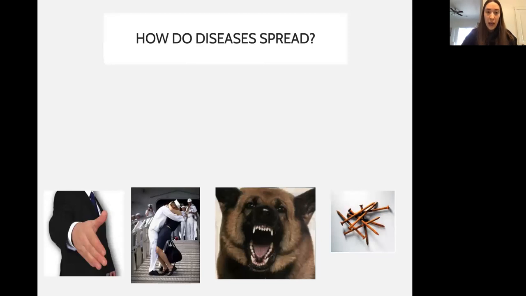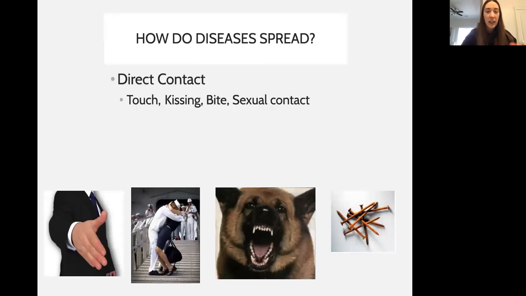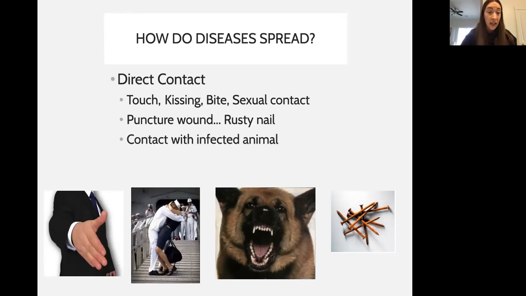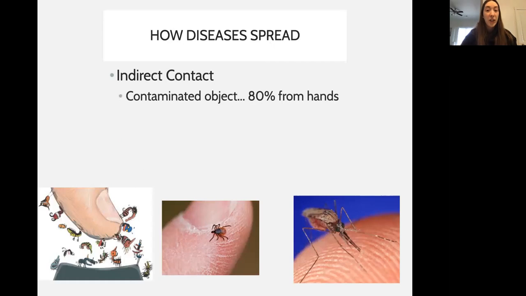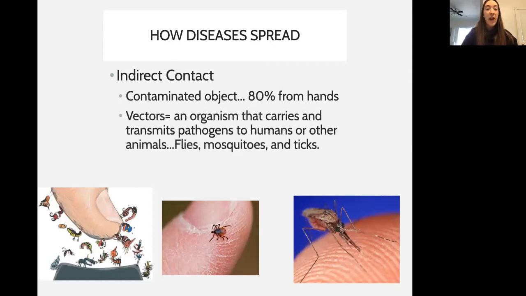So diseases spread a lot of different ways: direct contact, touch, kissing, biting, sexual contact, a puncture wound like a rusty nail, being in contact with an infected animal, but also indirect contact, touching a contaminated object. We just discussed this. And then vectors. So this could be another organism that transmits pathogens to humans or other animals like flies, ticks, or mosquitoes. And then contaminated food, water, or air.